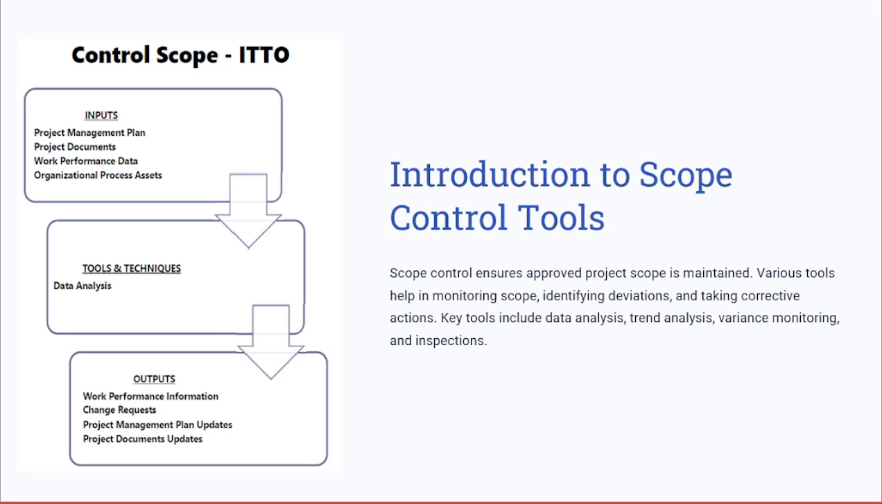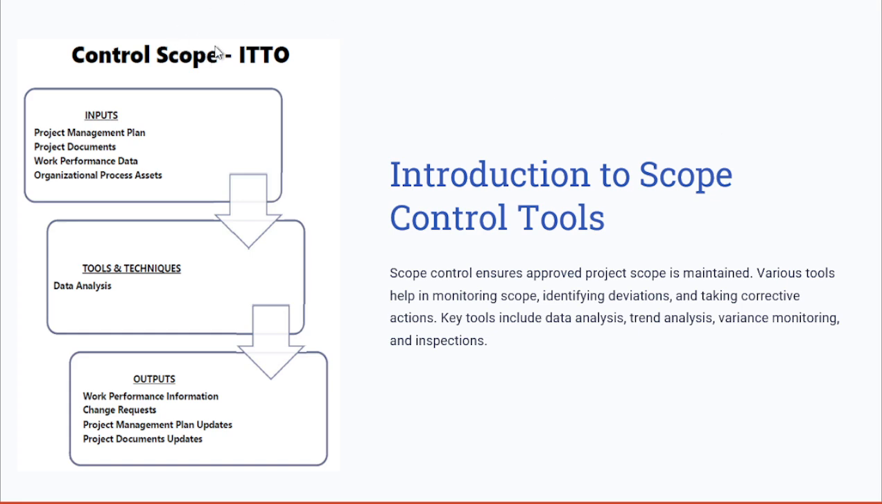Now let's understand the key tools and techniques, and let's say inputs and outputs, or the ITTOs, for scope control. When we talked about scope control, we said that it's essential for ensuring that all of the work performed is aligned with the approved scope baseline. By using a specialized tool, the project managers can track the scope performance, predict any variances early, and prevent unauthorized changes that could impact the project success.